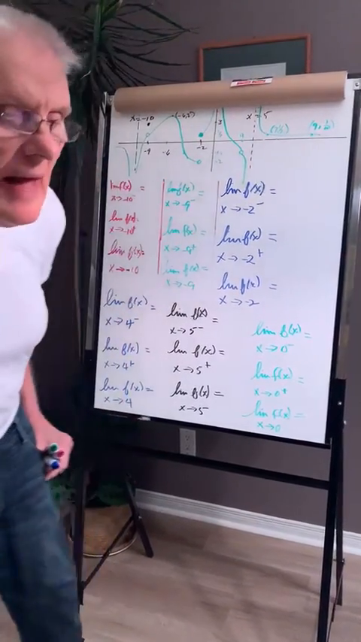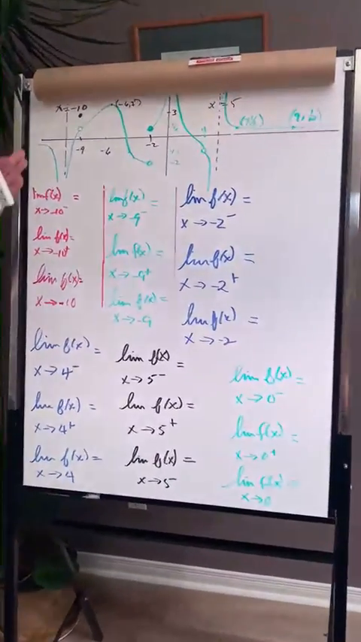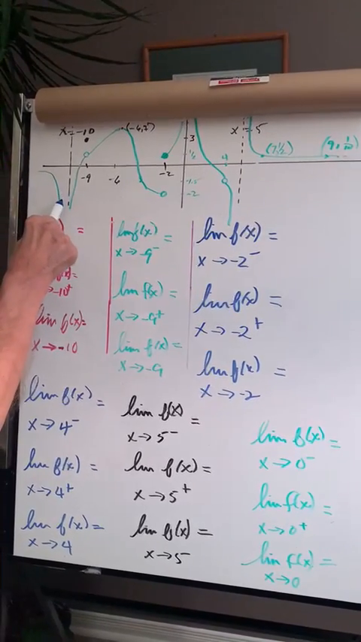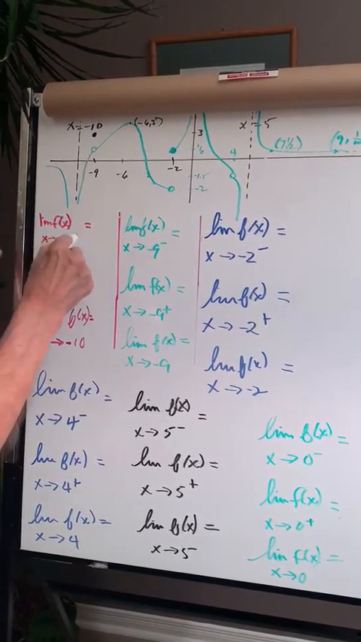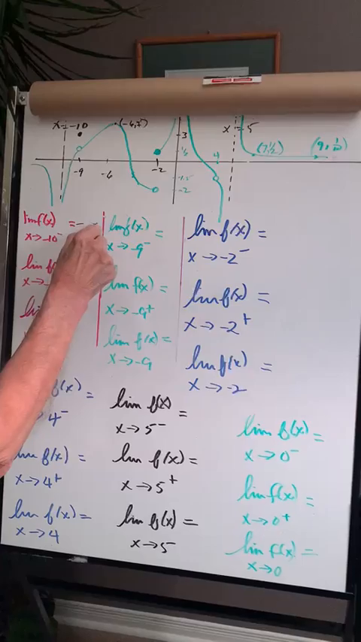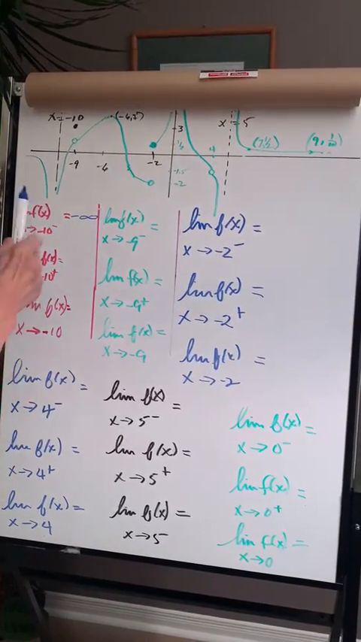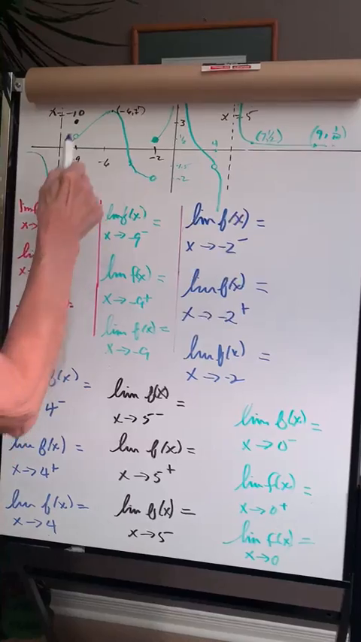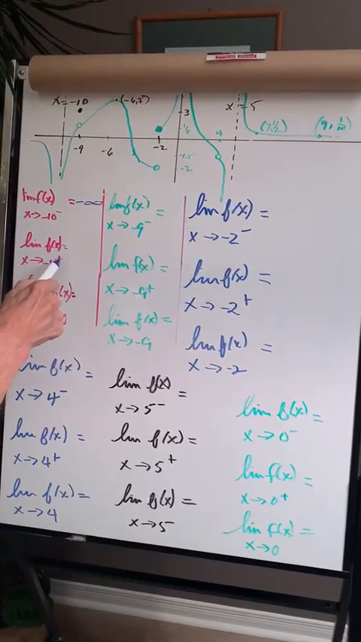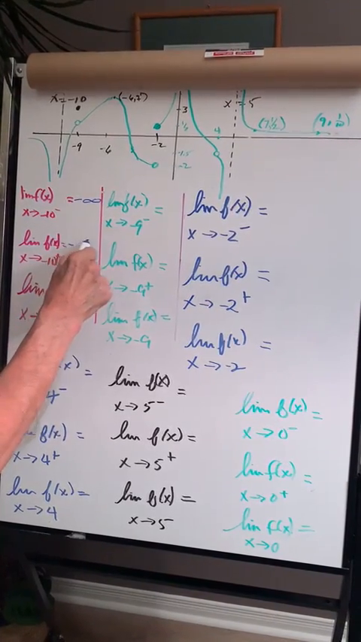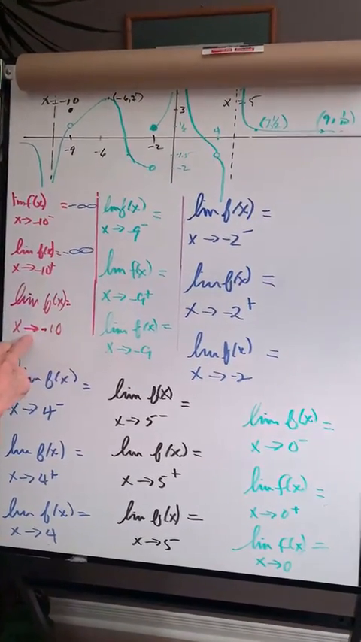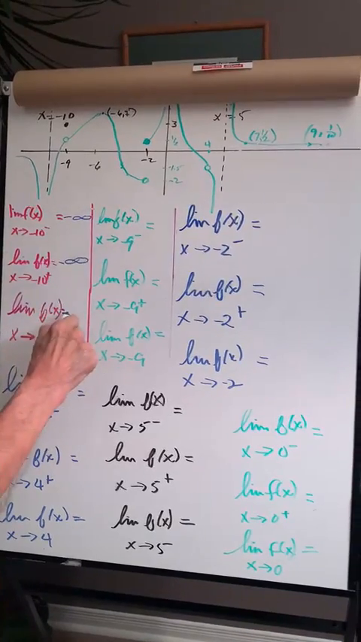Limits: the value of a function as it approaches a given number. So in this case, the value of the function as it approaches -10 on the left-hand side, it looks like it's approaching -infinity. So what is the value of this function on the right-hand side as it's approaching -10? Right-hand side, it's approaching -infinity again. Okay? So therefore, the limit of the function as it approaches -10 will be -infinity.